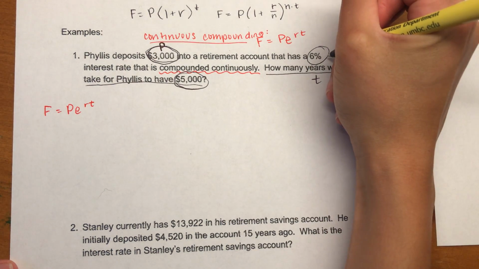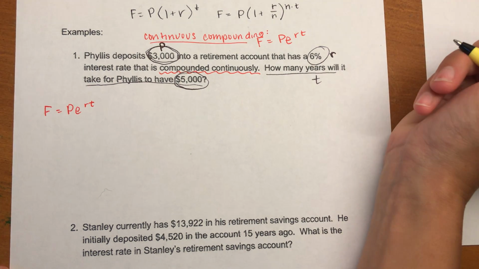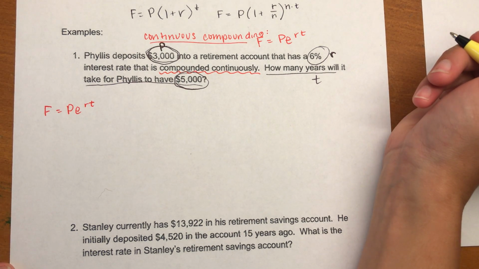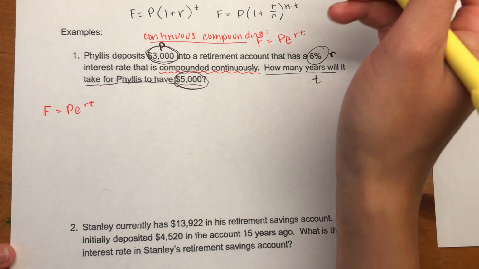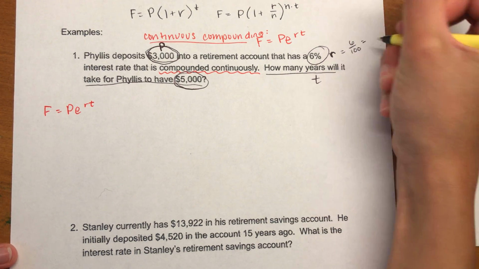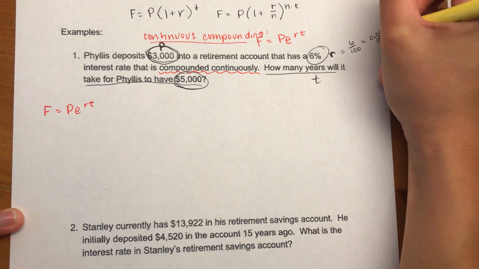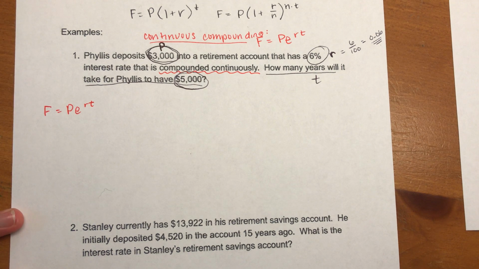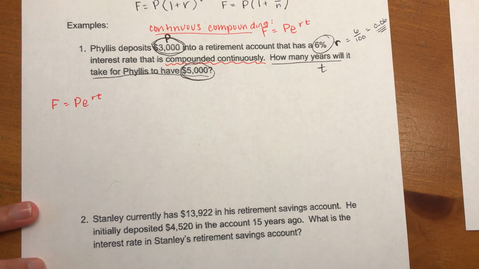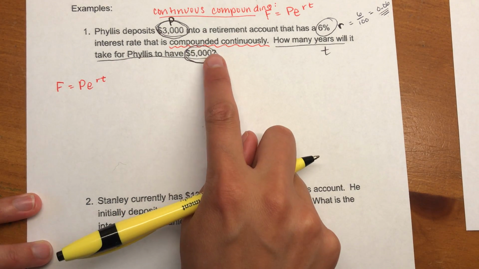Our percent interest is always the rate, right? And then what do we have to do with rate? Anyone remember? Rate is always the percentage divided by 100. So if I do 6 divided by 100, I get 0.06. Okay, so our rate's going to be 0.06 instead of just 6. Okay, and then I've got this $5,000.